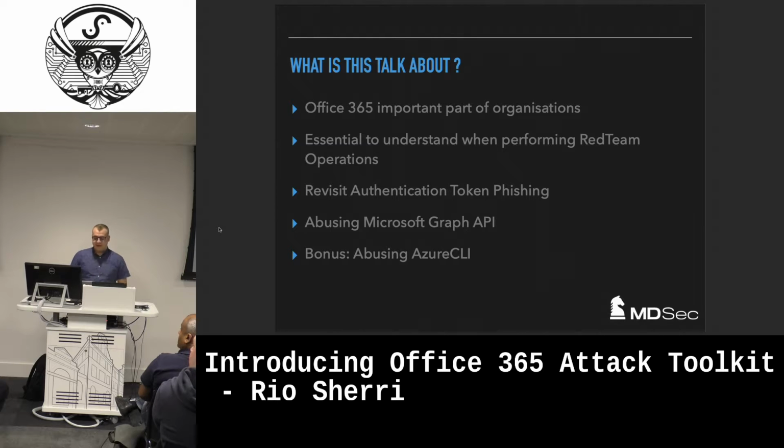I'll also visit authentication token phishing, what it is and how it works. Then we'll take a look at the Microsoft Graph API and how we can use it for our purpose. And as a bonus, I will talk about something interesting I found on Azure CLI.